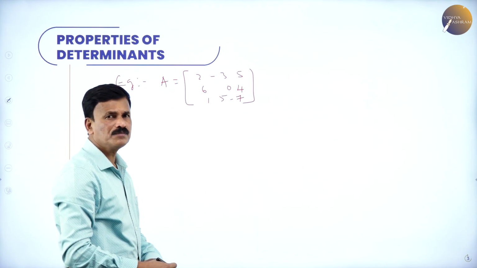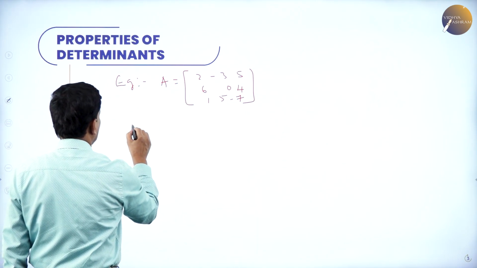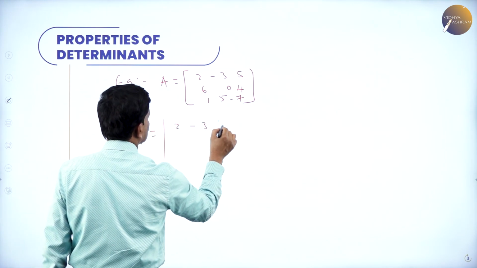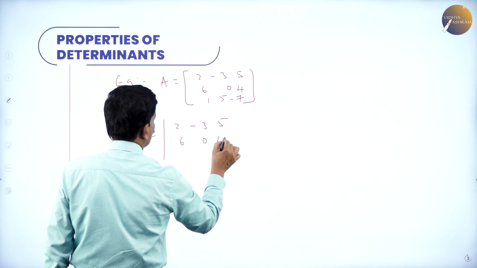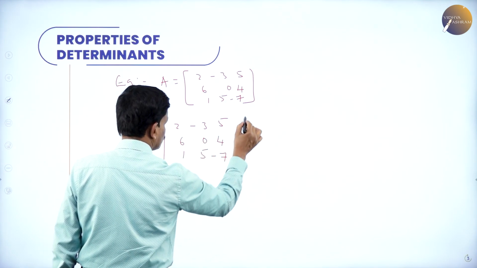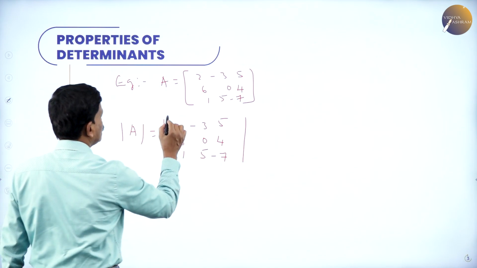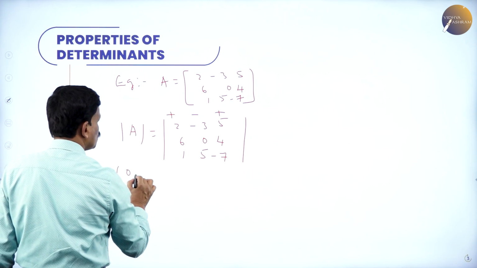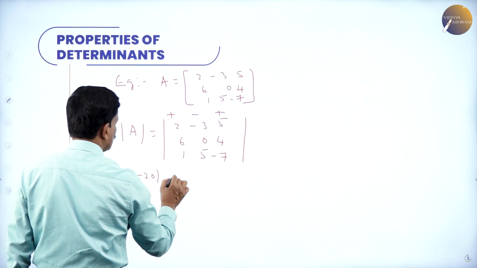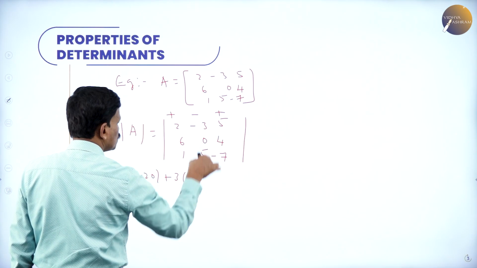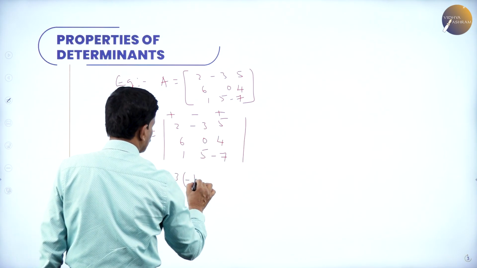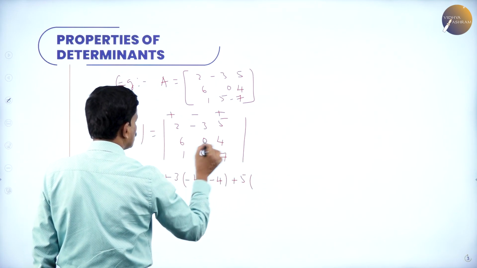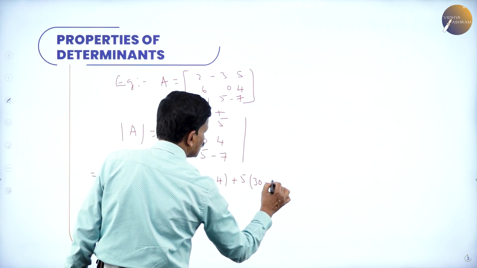Now let us verify. First find the value of determinant of A. Determinant of A is equal to 2 minus 3 5, 6 0 4, 1 5 minus 7. Let us expand, plus minus and plus. So this is equal to 2 into 0 minus 5 4s are 20, minus minus 3 into, this row and column is gone, 7 6s are 42 minus 4, plus 5 into, this row and column is deleted, 6 5s are 30 minus 0.